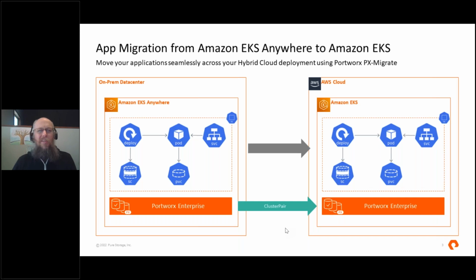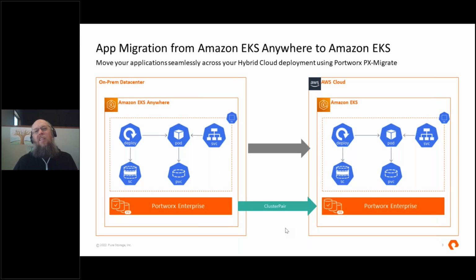So to do this, we create what's called a cluster pair within Portworx. And that essentially links these two Portworx storage clusters together. And then we can create what's called a migration spec, which defines the namespace and all of the associated objects that we actually want to migrate from our EKS Anywhere cluster over to our EKS cluster running in the AWS cloud.